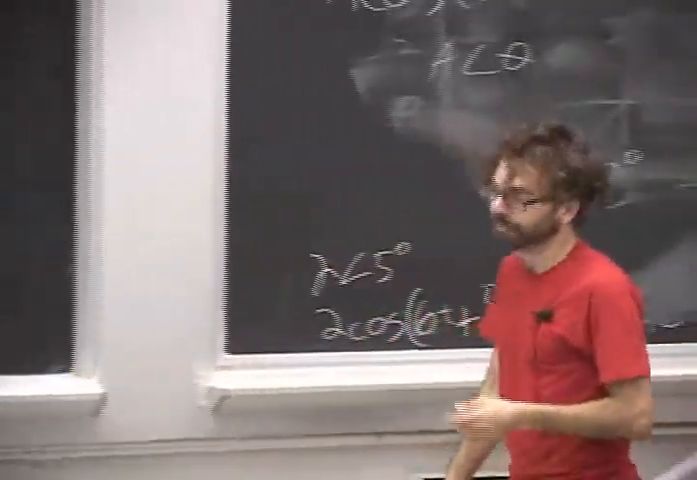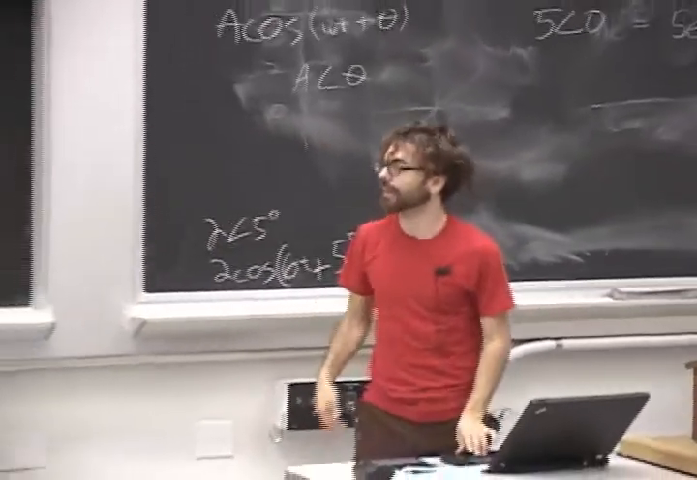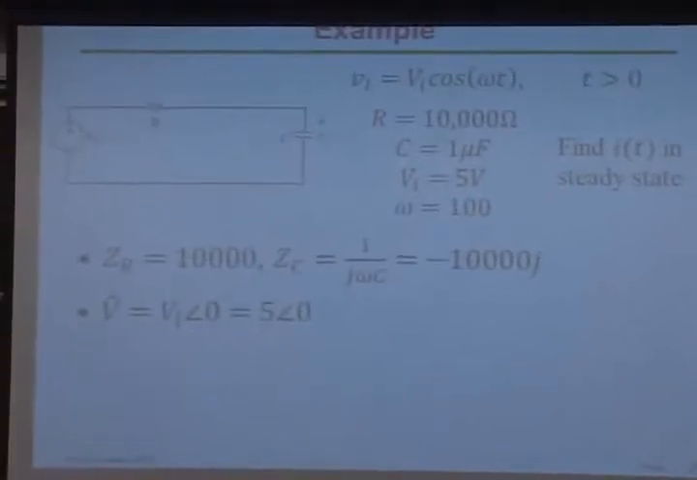So if you'd like, you could just write that as 5. That would be okay. But it's good to keep the 0 around, because that way, well, you'll see. Okay, so let's say, okay, I'll back up for a second.